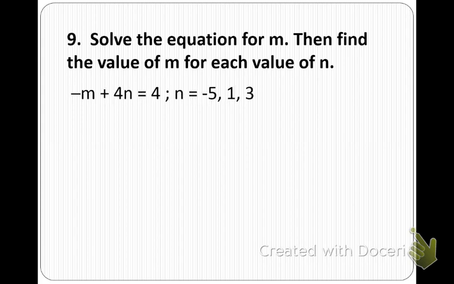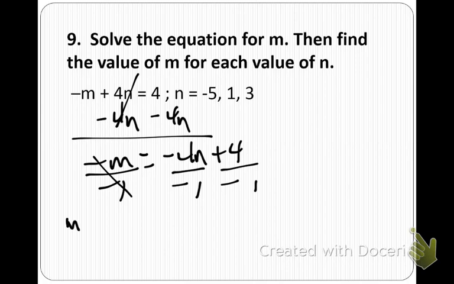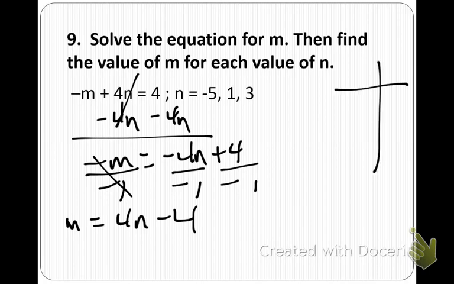Then you try. M by itself. All right? I caught some of you guys already. So at this point, we're all getting pretty good at the fact that we've got to subtract this 4n to both sides. Okay, no problem. But the m's not by itself yet. Okay? Divide through by negative 1, so that m is all by itself. Okay? Then get into your table.